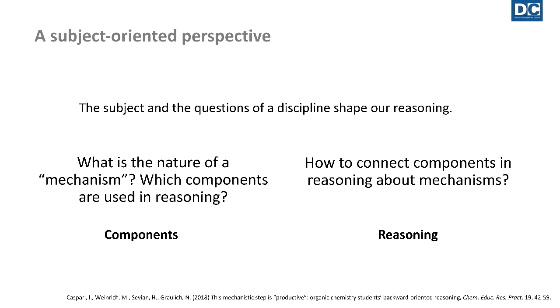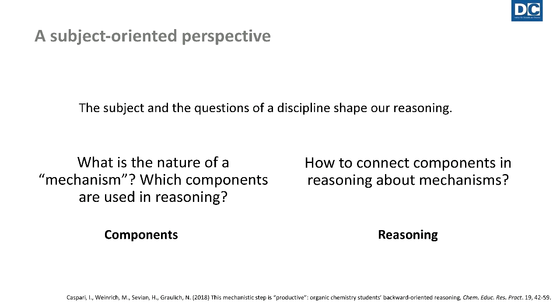So when we think about a subject-oriented perspective, we think about what is actually the subject of organic chemistry, which is the mechanism, and also about the questions of the discipline that shape our reasoning. So we have two different parts. On the one hand, the components part, which answers the question: what is the nature of a mechanism, and which components are used in reasoning? On the other hand, how to connect components in reasoning about mechanisms. We will focus on these two parts that constitute our subject-oriented perspective.